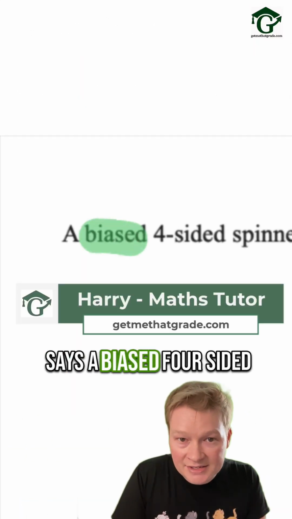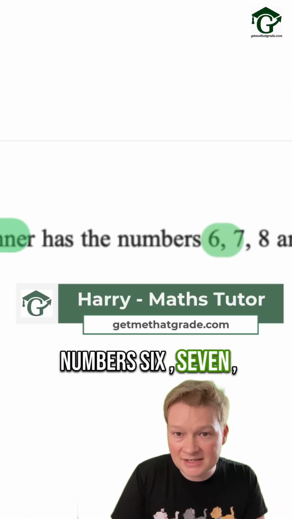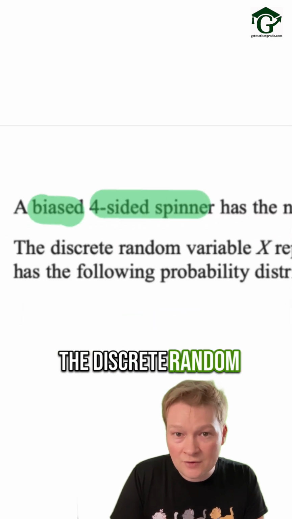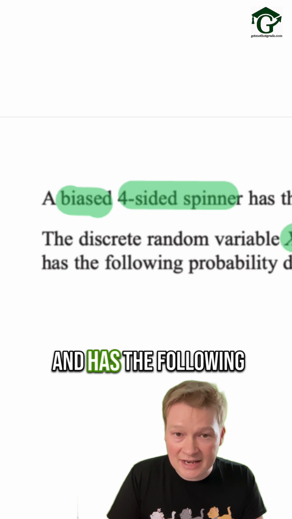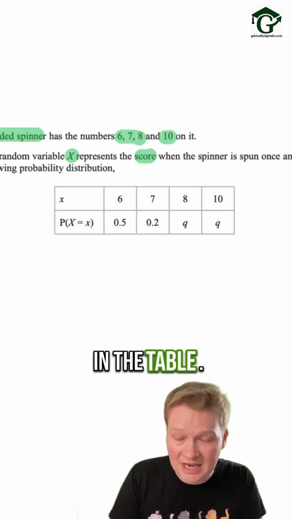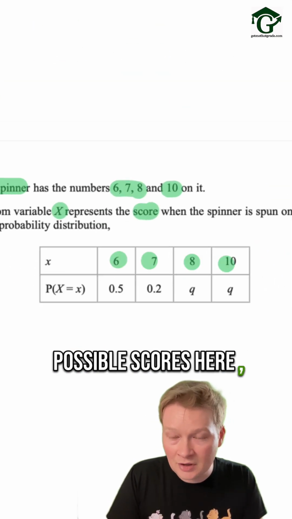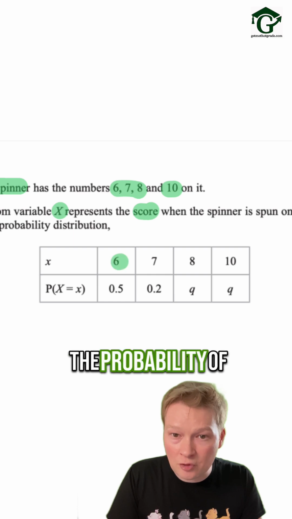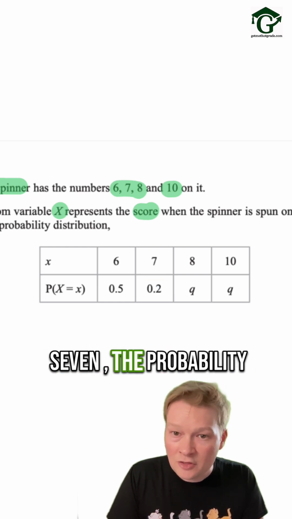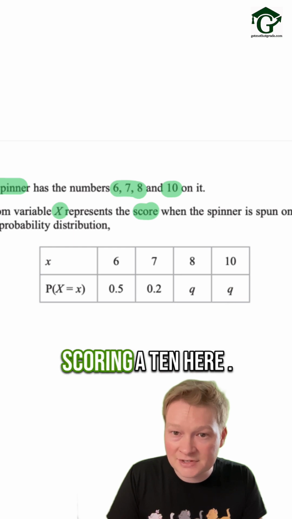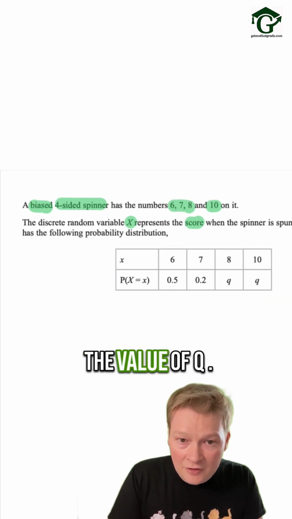It says a biased four-sided spinner has the numbers 6, 7, 8 and 10 on it. The discrete random variable x represents the score when the spinner is spun once and has the following probability distribution as shown in the table. So we've got the possible scores here, 6, 7, 8 and 10, and here we've got the probability of scoring a 6, a 7, an 8, and a 10. It asks us to find the value of q.